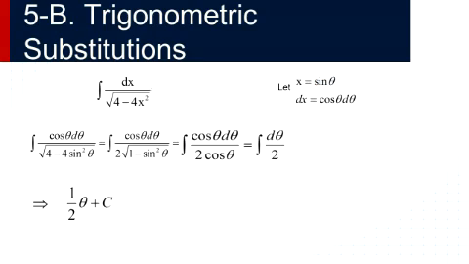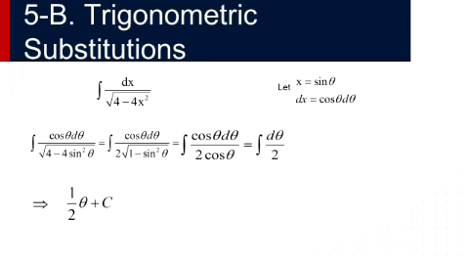Let's take a look at an example. Suppose we have to take the integral of 1 over radical 4 minus 4x squared. Now this radical is similar to radical a minus x squared, so we'll let x equal sine theta and dx will equal cosine theta d theta. When we substitute these values in, we'll get cosine theta d theta over the radical of 4 minus 4 sine squared theta. We can factor out the 4 in the denominator, and we'll be left with the 2 on the outside.